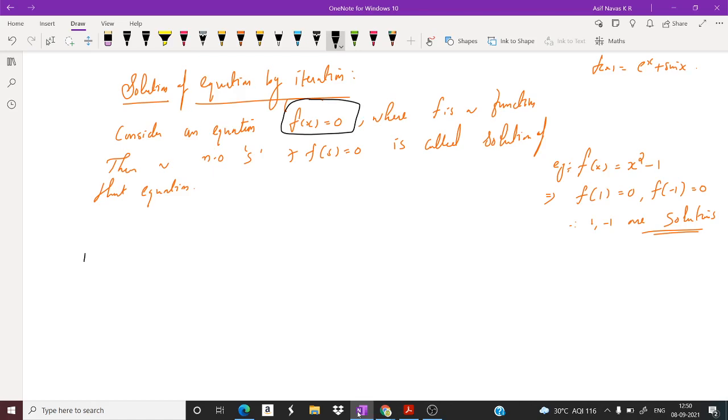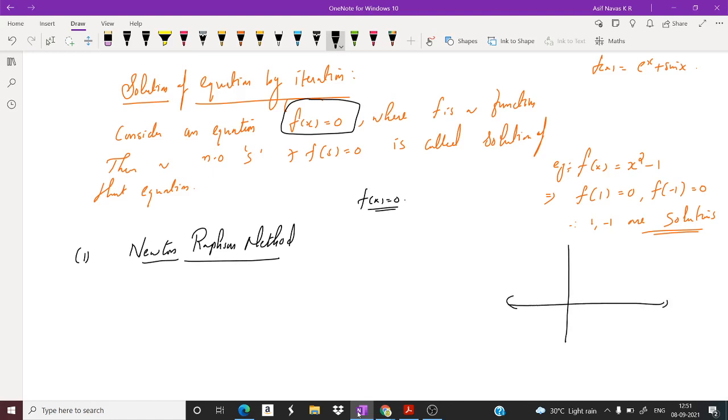The first technique is a very important technique, the Newton-Raphson method. This method is used to find the solution of f of x equal to 0. What do we mean by solution? Suppose this is a function f of x, y equal to f of x. Then this point, this is some s, here f of s equal to 0. So the point at which f intersects the x-axis is called a solution. So here s is the solution.